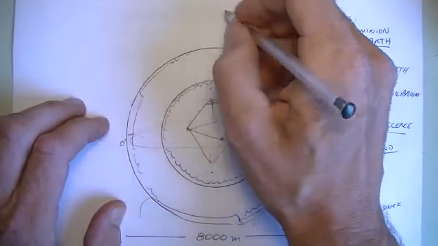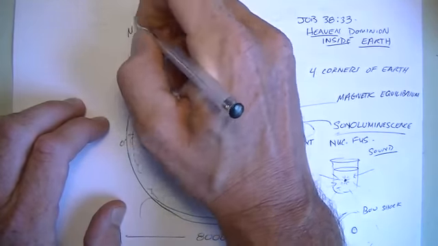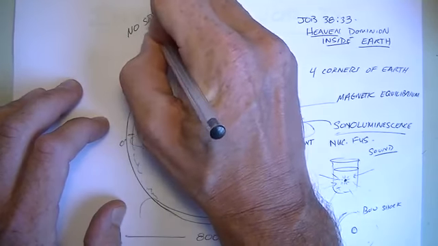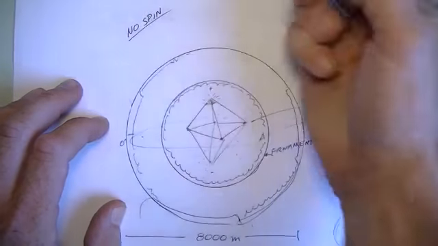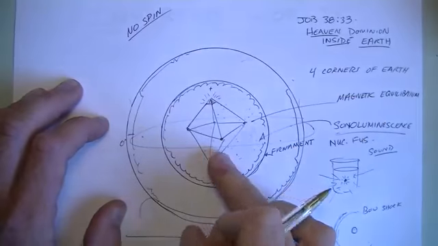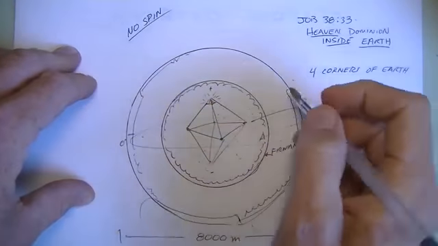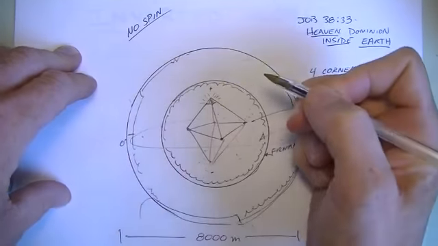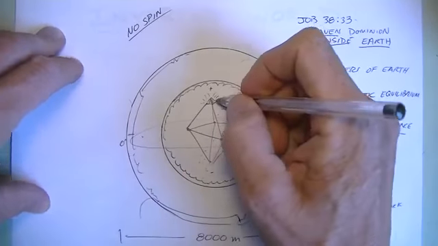Another thing too about Earth, there is no spin. Oh, I told you about that on the first page here, but no spin. So the spin is happening inside the Earth. Why is it happening? Because of magnetic propulsion and the way magnets work, okay?